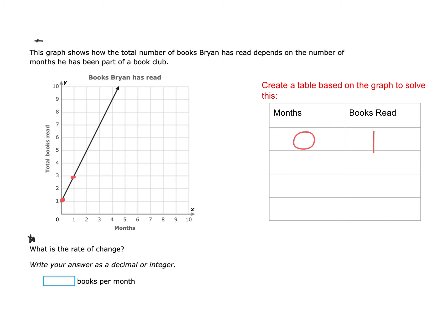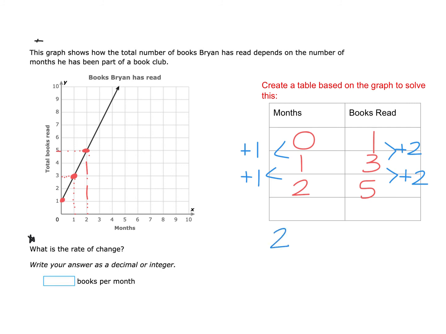Then if I look here, it crosses at this corner. So I can see that if I go down, that's 1 month and 3 books. So 1 month, 3 books. Then I go at this corner, I go down 2 months and over to 5 books. So now I can compare to see my rate of change. I know that this is going up 1 month every single time, and this is going up 2 books every time. So I take my y value and put it over my x value. 2 books in 1 month would be 2 books per month. And then we put that in right there.